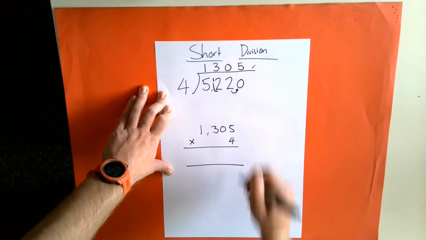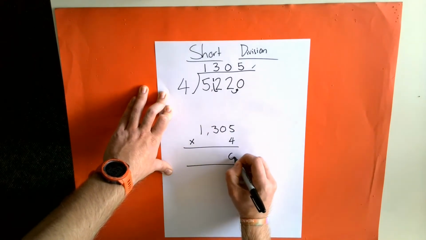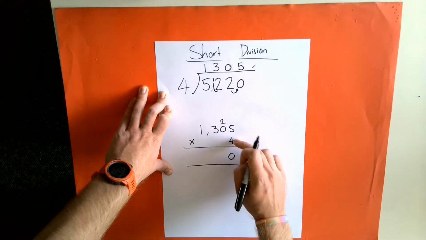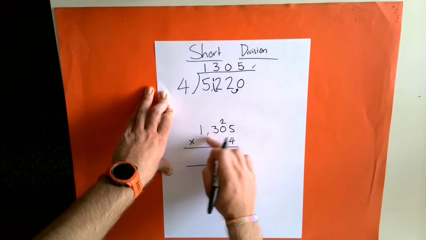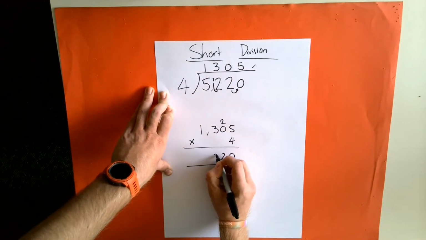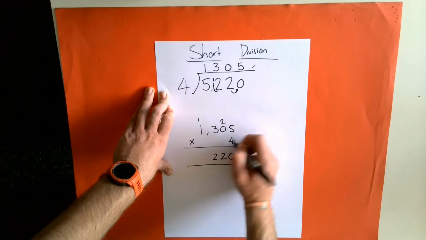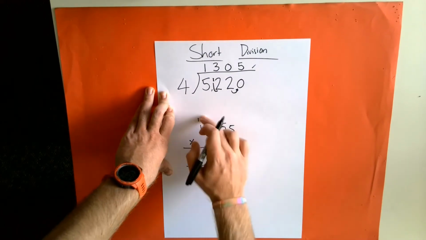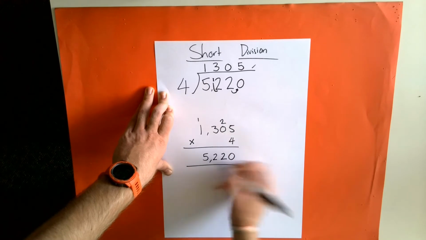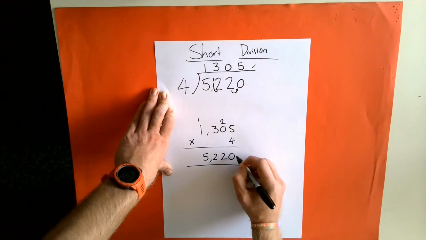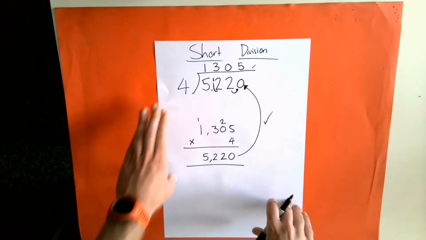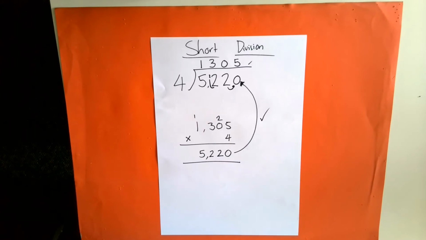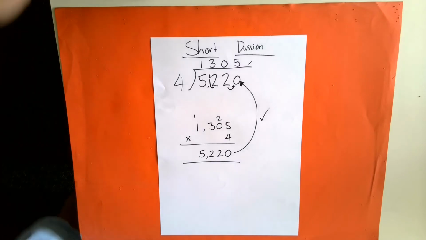What's 4 times 5? That equals 20. I'm going to carry the 2. 4 multiplied by 0 equals 0, plus my 2 equals 2. 4 times 3 equals 12. I'm going to carry the 1. 4 times 1 equals 4, plus the 1 equals 5, which gives me the answer of 5,220. Is that the same as this number? Yes. Therefore we've checked it and we know that's correct. And we can do that for addition and subtraction as well. We can just do the opposite and make sure our answer is the same.